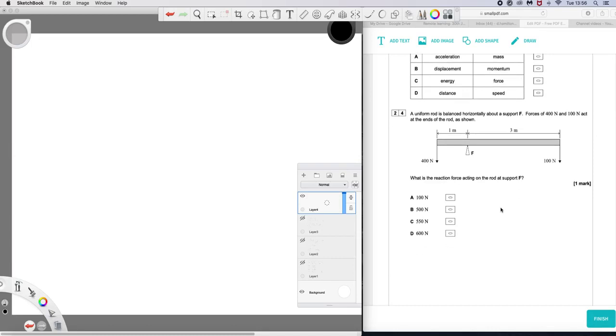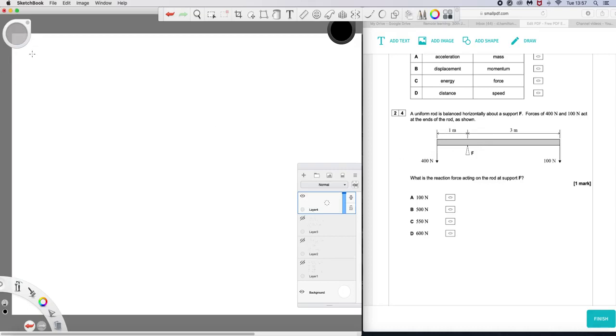24. Uniform rod is balanced horizontally about a support F. Forces of 400 and 100 newtons act at the ends as shown. What is the reaction force? Well, we have two unknowns here. We have the weight of the beam that we don't know. Notice it doesn't say a light uniform rod or a uniform rod of negligible mass. It is a uniform rod. So we don't have the weight, but it's uniform, so we know where the weight acts. Bang in the middle, 2 meters.